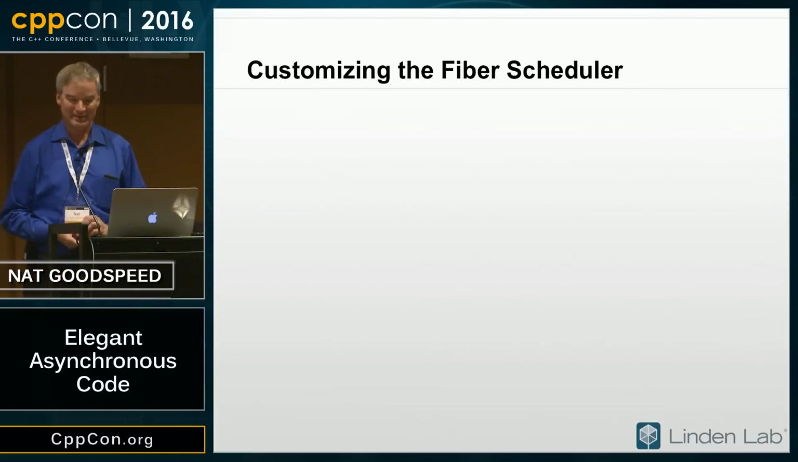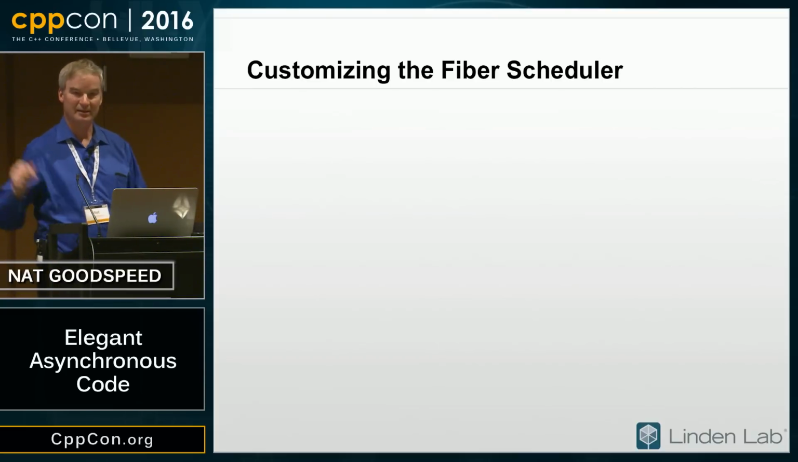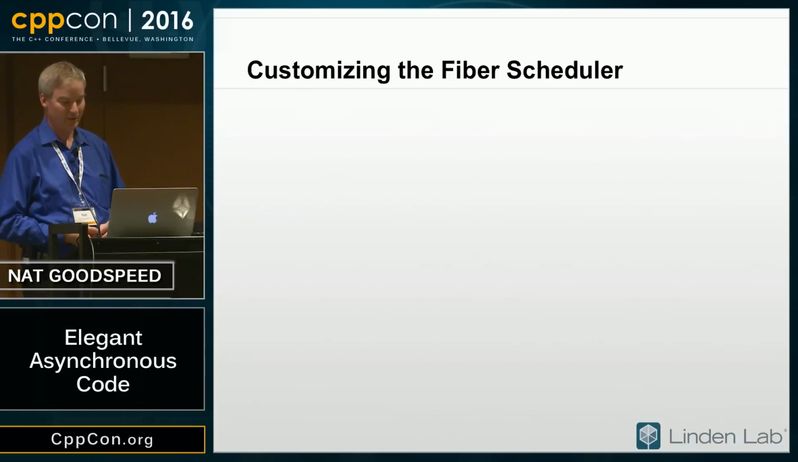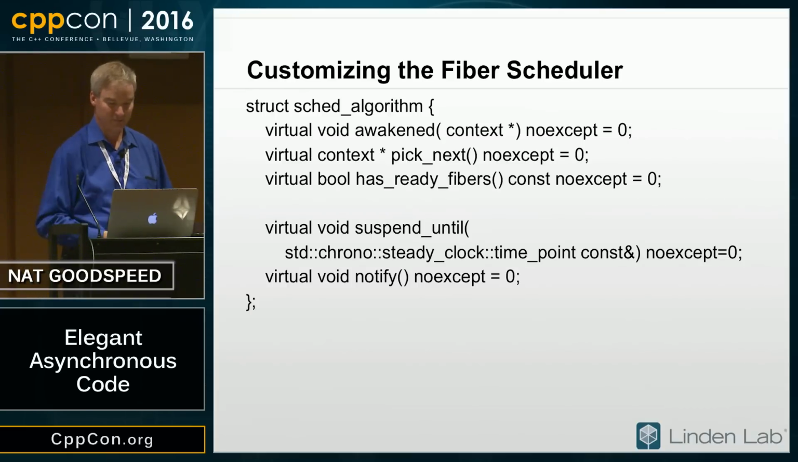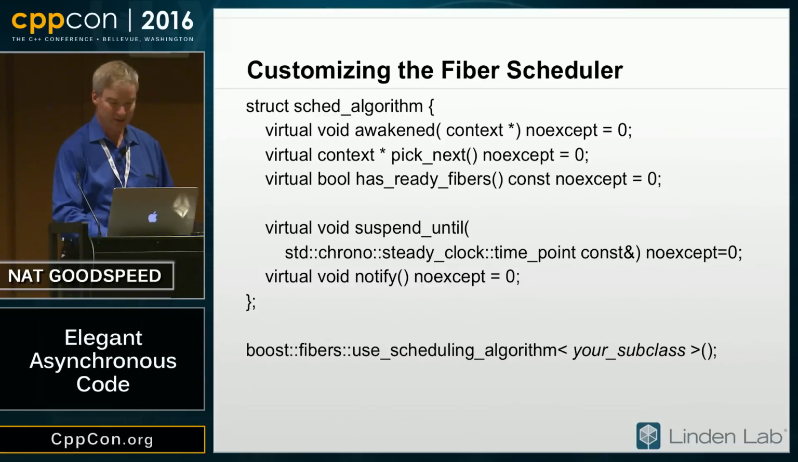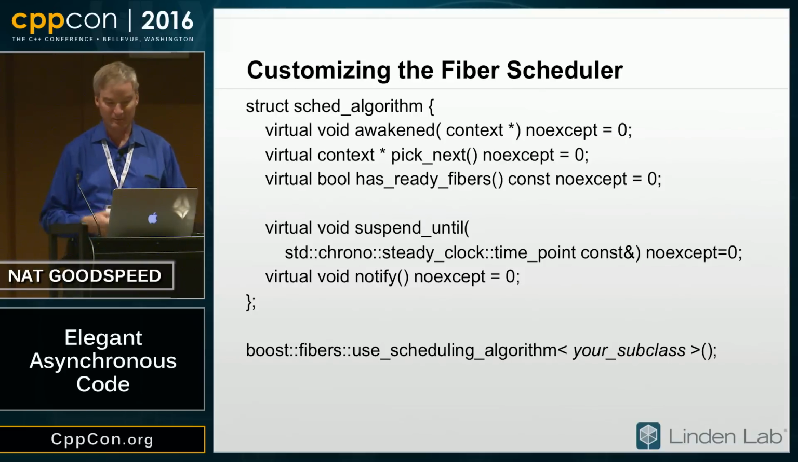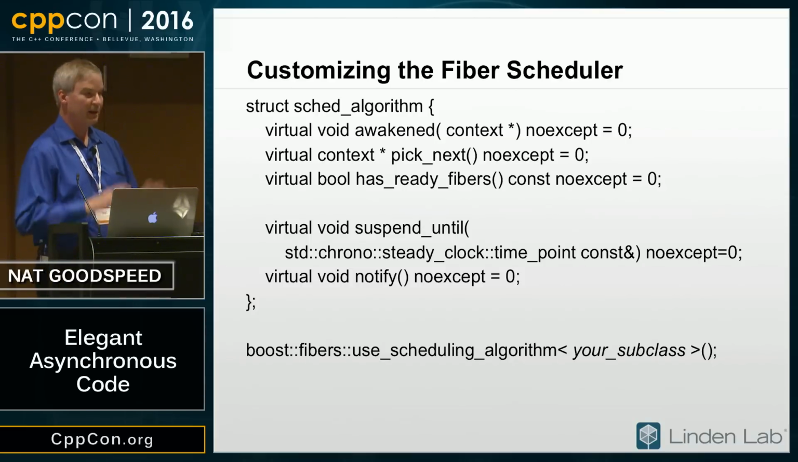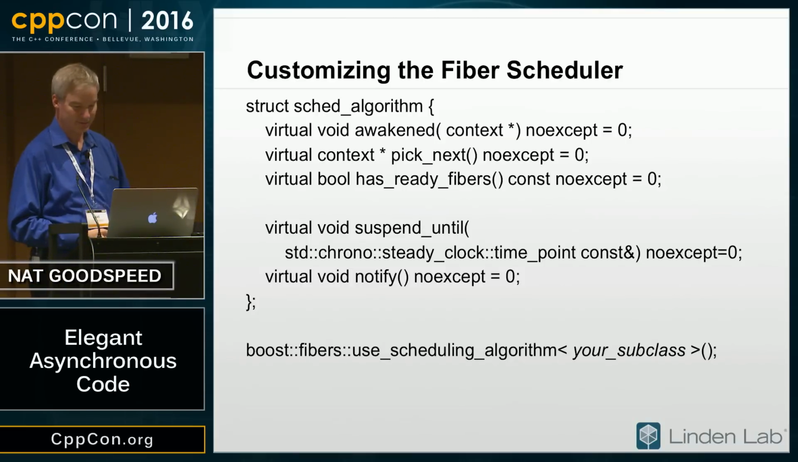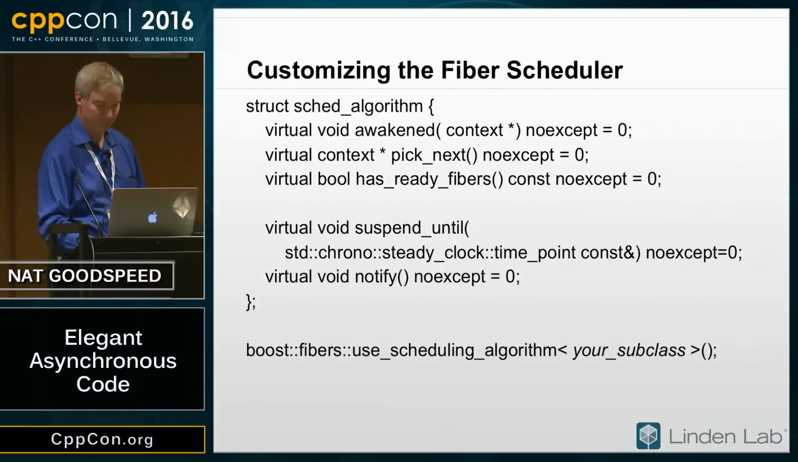One of the implications of a userland fiber scheduler is you get to play too. The library's scheduling algorithm is a customization point. All you have to do is derive your new scheduler from the sched algorithm abstract base class and pop it in place with use scheduling algorithm. For understandable reasons, this must be the first fiber API call on a given thread. I'm not going to take you through the details right now. Just know that there are several different examples in the library's examples directory.